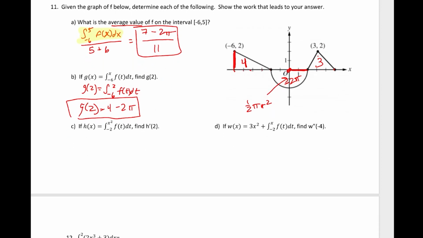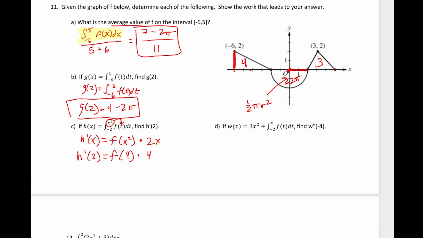Letter C says if h is the integral from negative 2 to x squared of f of t dt, find h prime of 2. So first let's just find h prime, which is going to require us to substitute in this x squared into t. So that'd be f of x squared. But then we have to multiply by the derivative of x squared, which would be 2x. So if I want h prime of 2, I'm going to substitute in 2 everywhere where I see x. So that'd be f of 2 squared, which is 4, times 2 times 2, which is 4.